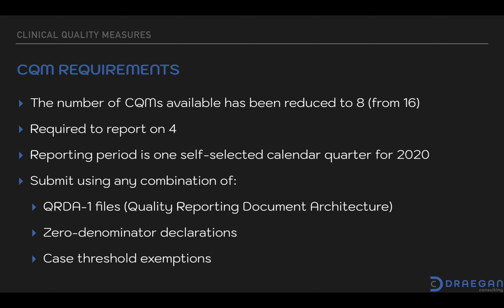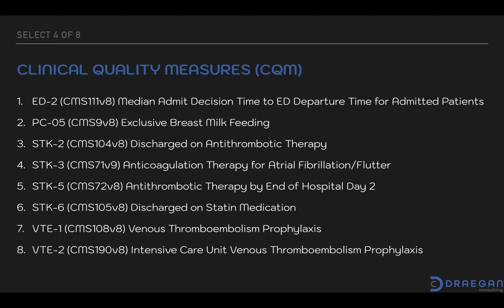So the 8 options for clinical quality measures for the 2020 calendar year are ED2, PC5, STK 2, 3, 5, and 6, and VTE 1 and 2. I'm not going to dive into any details on these ones either, because that would take far too much time, and I do think that I might jump into them in a little more detail in a future post if some people indicate that they're interested in that.